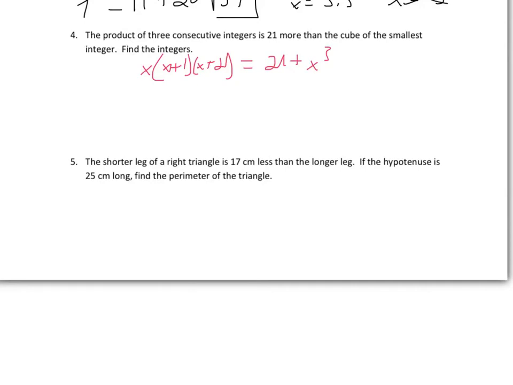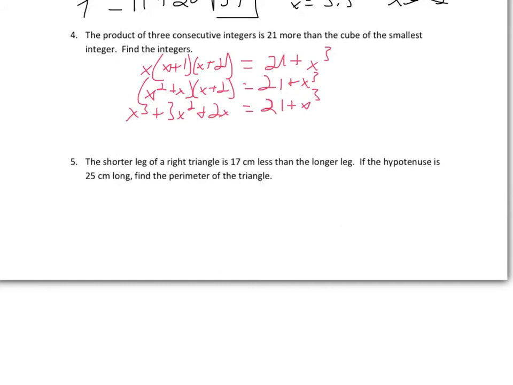All right, so we need to distribute our x first, and we'll get x squared plus x, multiply that by x plus 2. Don't do anything to the right side for now. Okay, we can FOIL this. We'll get x cubed plus 2x squared plus 1x squared is 3x squared plus 2x. Okay, double check, make sure you get the same answer. And 21 plus x cubed over here.